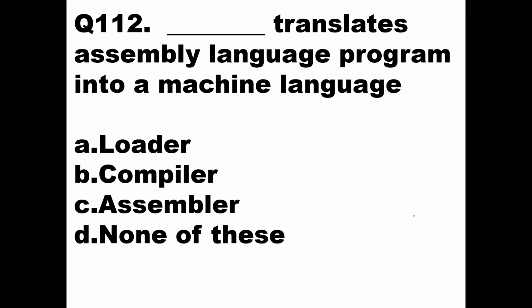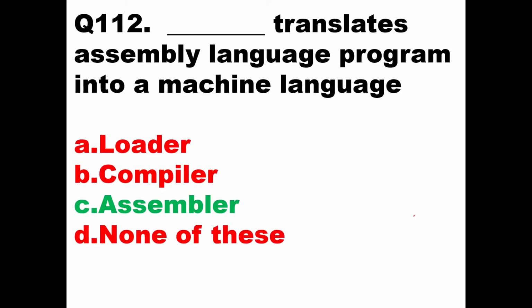Clear? Now similarly, dash translates assembly language program into machine language. Assembly language program of 8051 ALP into machine language. This conversion is done by a software called an assembler. So an assembler is one which will convert assembly language into machine language, that is, mnemonics into 1010. Assembly language into machine language, the binary data by which the machine can understand.